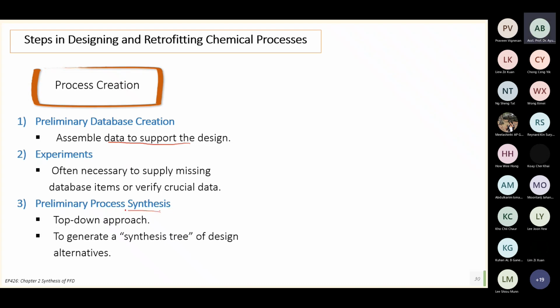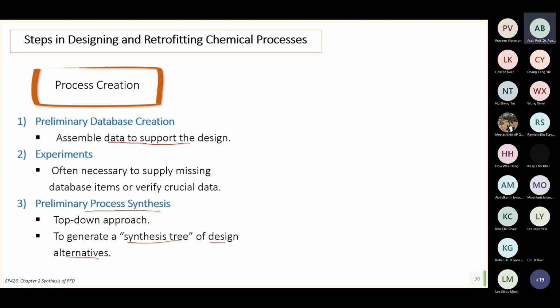Sorry, this one is the process synthesis, the one where you need to select the best process. Then from there, come out with the synthesis tree, the design alternatives, similar to your FYP project as well. Let's say for the adsorption process.